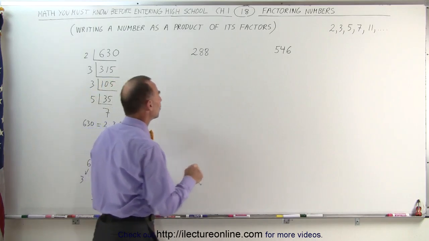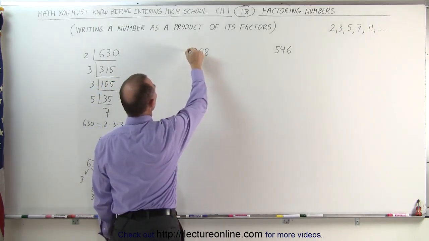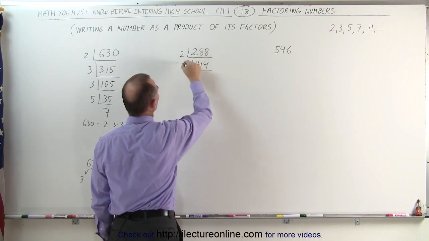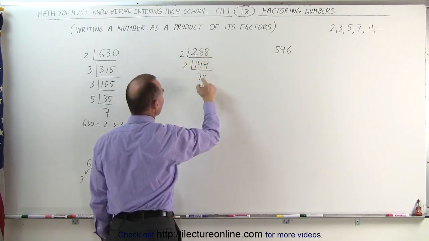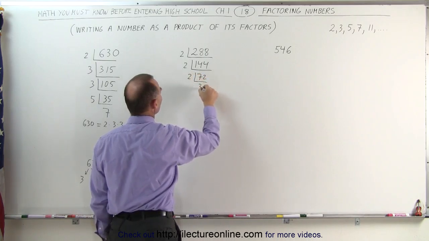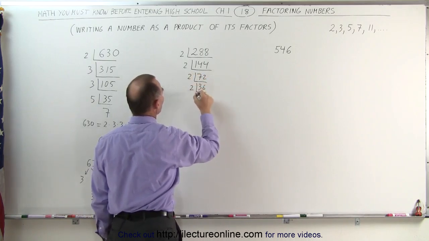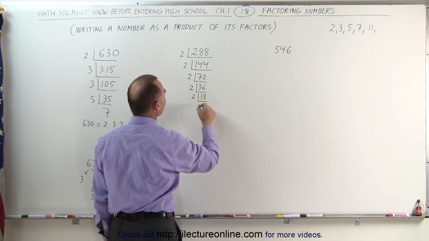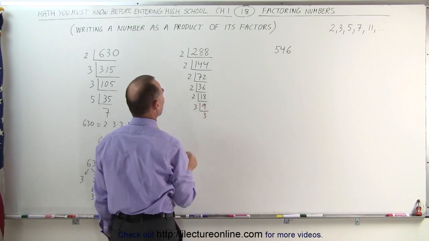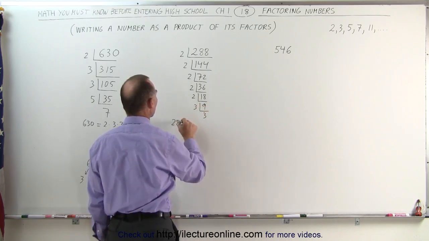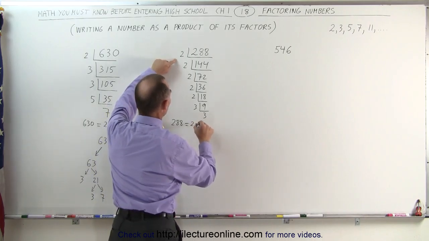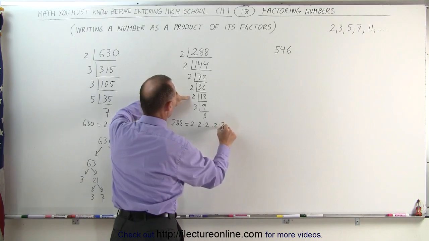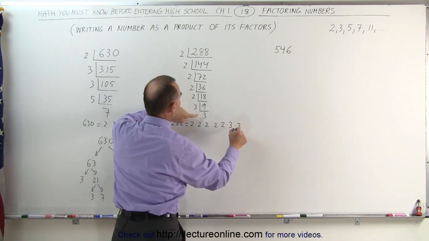Well, there are again two ways in which we can do that. It's an even number, which means we can divide it by 2, which gives us 144. It's still even, divide by 2, which gives us 72. Still even, divide by 2, which gives us 36. Still even, divide by 2, which gives us 18. Still even, divide by 2, which gives us 9. And finally, divide this one by 3, we get 3, which means that 288 can be written as the product of 2 times 2 times 2 times 2 times 2 times 3 times 3.